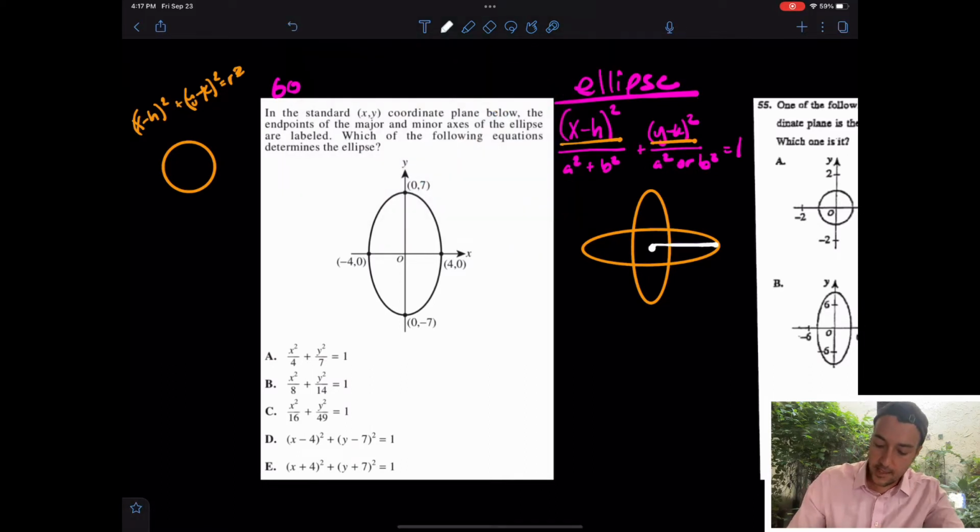In other words, is my ellipse stretching horizontally? In that case, the bigger number is going to be under the x, whereas if I'm stretching vertically, the bigger number is going to be under the y.